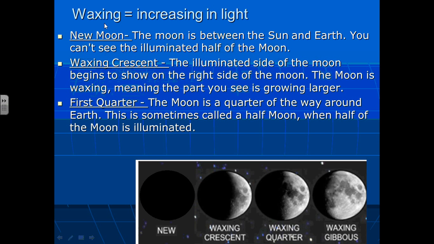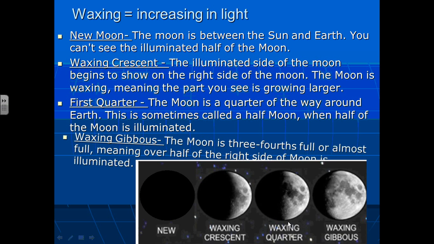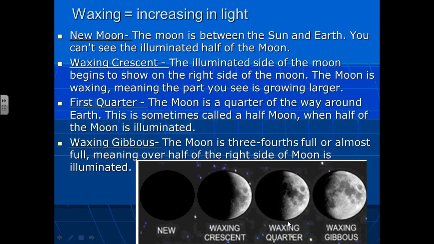First quarter is the next moon phase. The moon is a quarter of the way around the Earth. This is sometimes called a half moon, when half of the moon is illuminated. Again, the right part of the moon is lit because this is still in the waxing phase. The next moon phase is waxing gibbous. The moon is 3/4 full or almost full, meaning over half of the right side of the moon is illuminated. So waxing still means increasing in light. Gibbous means 3/4 of the surface of the moon is showing.